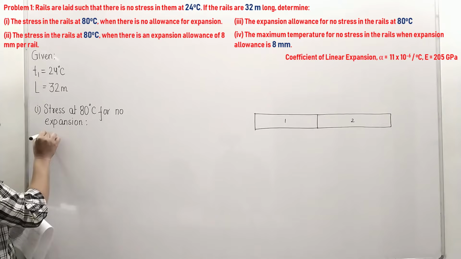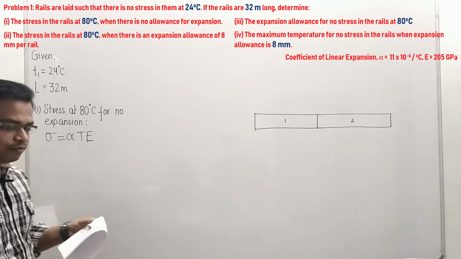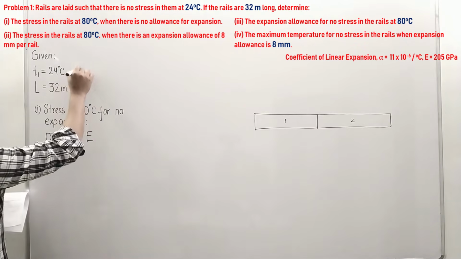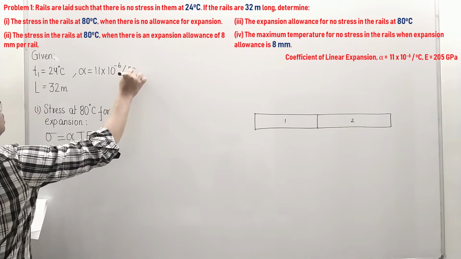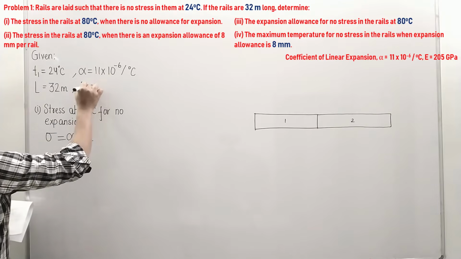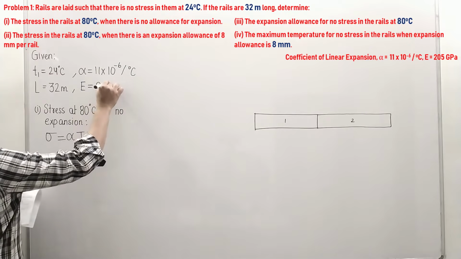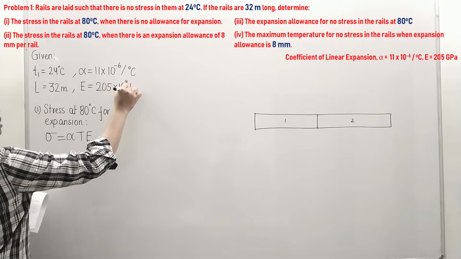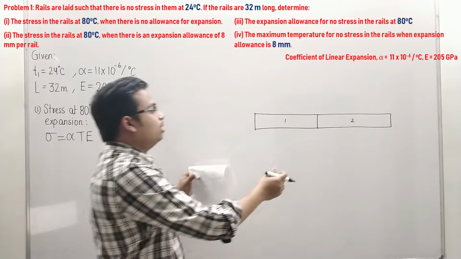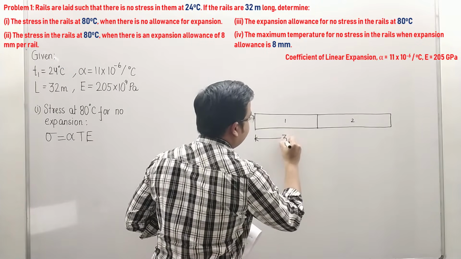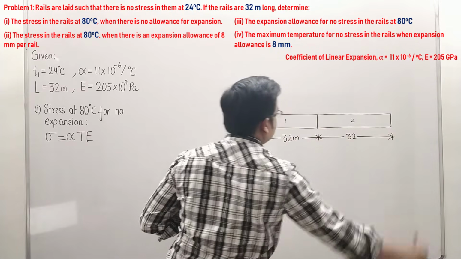So simply you can apply the formula sigma is equal to alpha T E, and we've also been given the values of alpha and E. Let me just write them. Alpha has been given as 11 into 10 raised to minus 6 per degree Celsius, and the value of Young's modulus, well, this is made of steel, Young's modulus has been given as 205 gigapascals. So let me just write 205 into 10 raised to 9 pascals. Well, pascal is Newton per meter square. Okay, fine. So there is absolutely no provision for expansion, and this is 32 meters.